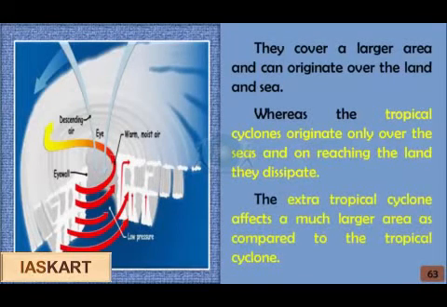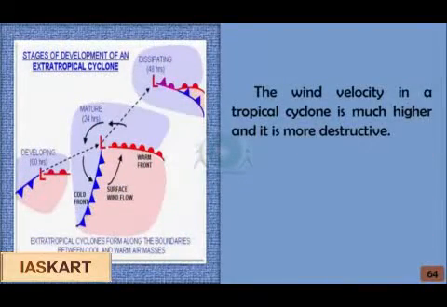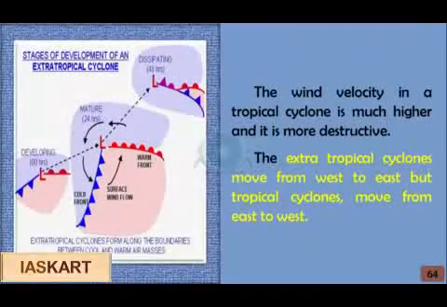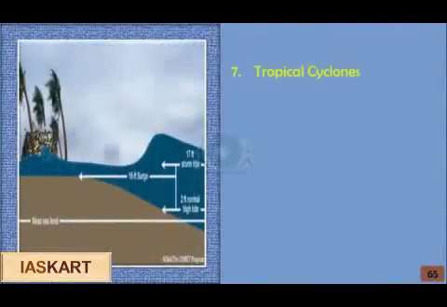The extratropical cyclone affects a much larger area as compared to the tropical cyclone. The wind velocity in a tropical cyclone is much higher and it is more destructive. The extratropical cyclones move from west to east, but tropical cyclones move from the east to the west.